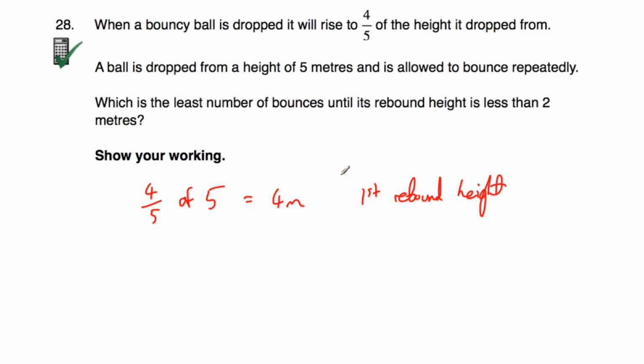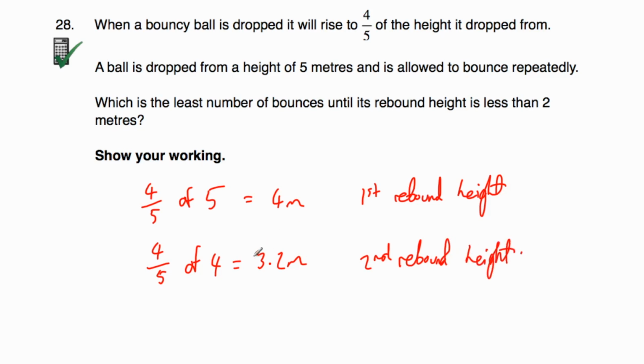Okay, next, it then falls from 4 meters and then bounces again. So if we work out 4/5 of 4 meters, we can find out how high the bouncy ball rises to after the second bounce. So let's work out 4/5 of 4. It's a calculator question, so let's take our 4 and divide it by the bottom. So divide by 5, that's equal to 0.8. And then times by the top, that's equal to 3.2. So after the second bounce, it'll rise to 3.2 meters. That's the second rebound height, or after 2 bounces.